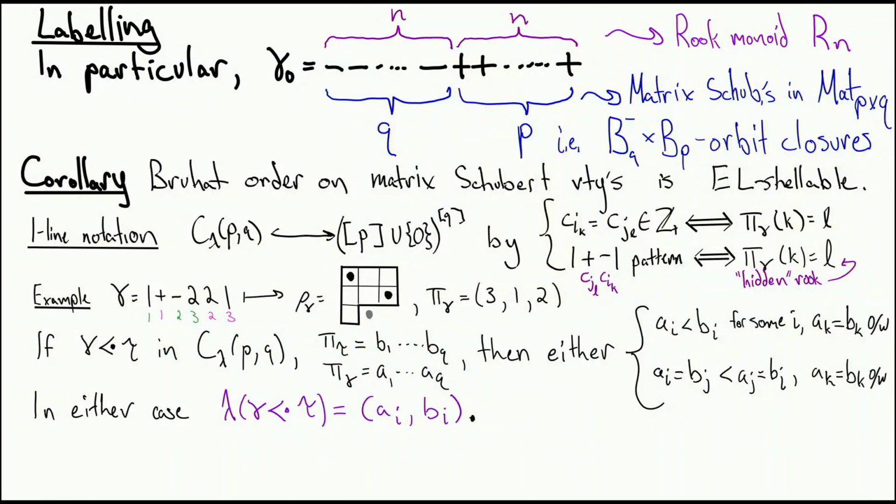But everything goes through, and I'll just point out in special cases, you have these clans which are a bunch of minus signs followed by a bunch of plus signs. If there's the same number, you recover shellability of the rook monoid, right? And if it's q and then p, you get shellability of the Bruhat poset of matrix Schubert varieties thought of as B_q minus cross B_p plus orbit closures, which I looked and I don't know, correct me if I'm wrong, but I couldn't find this written in the literature. So that's a nice subcase of this more general thing that's happening on the sects.